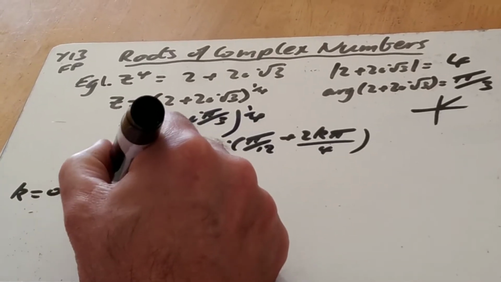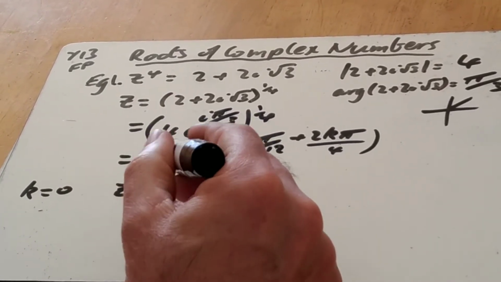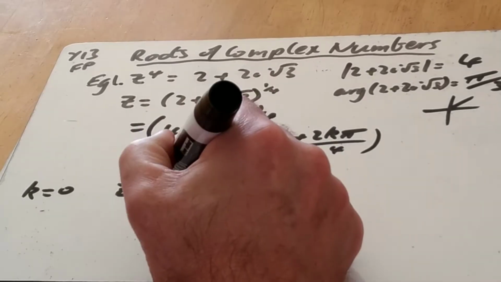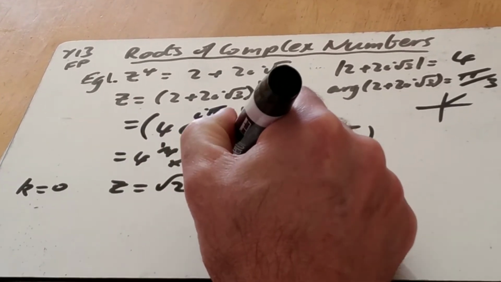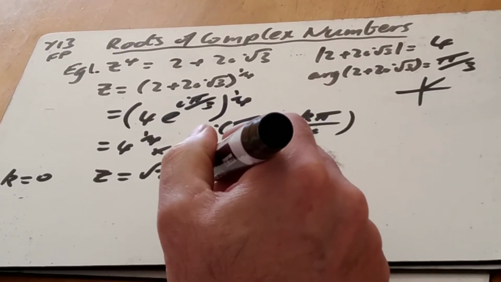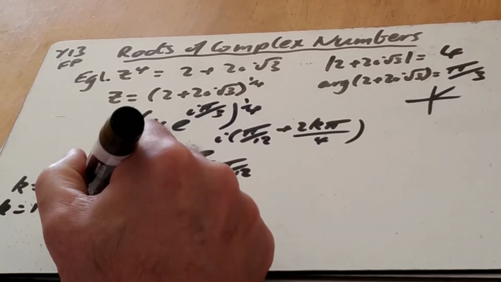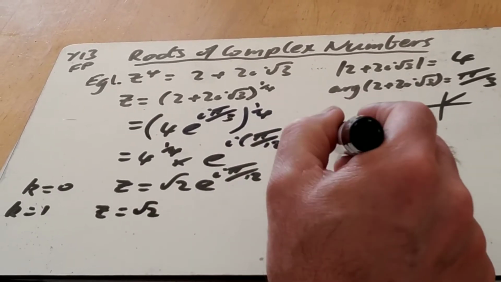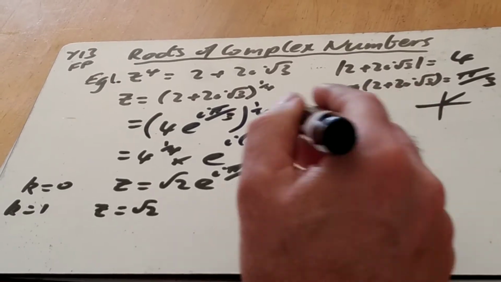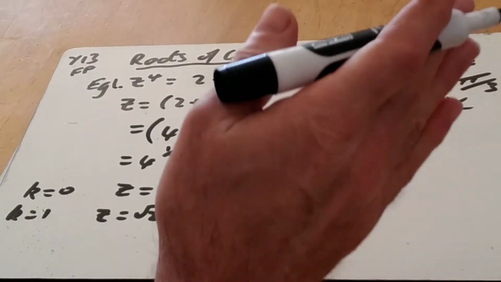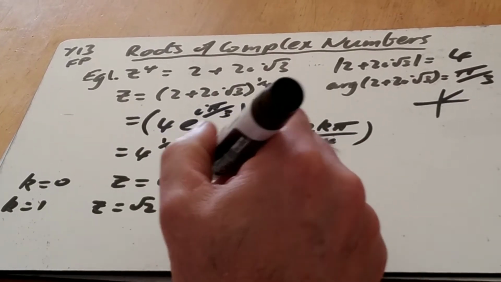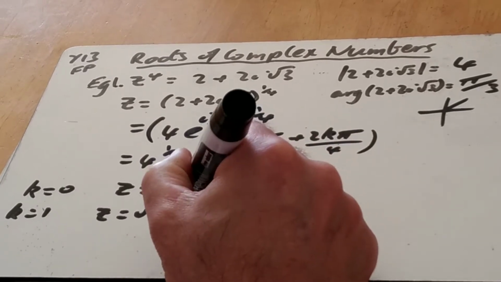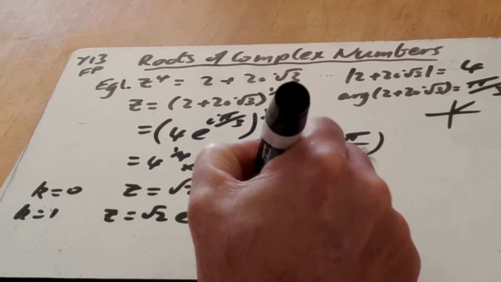So k equals 0. I've got my first answer for z. The fourth root of 4 is, well, the root of 4 is 2, so it's root 2 e to the i pi over 12. Our basic answer that we got there. k equals 1, z equals root 2, and I'm adding on 2 pi over 4, which is pi over 2, 90 degrees basically. When I'm sketching it, everything will rotate 90 degrees around. So adding on pi over 2, or 6 pi over 12, gives me e to the 7i pi over 12.